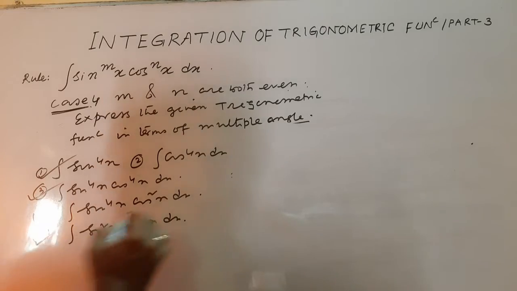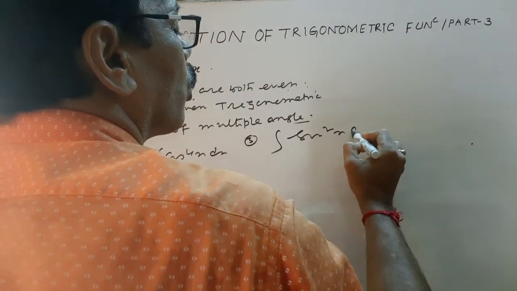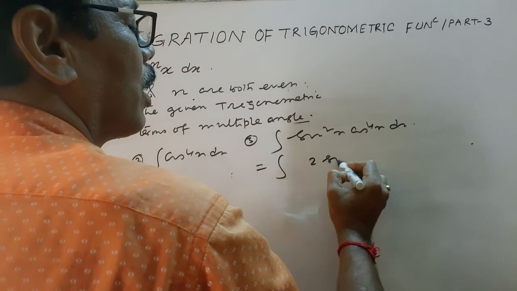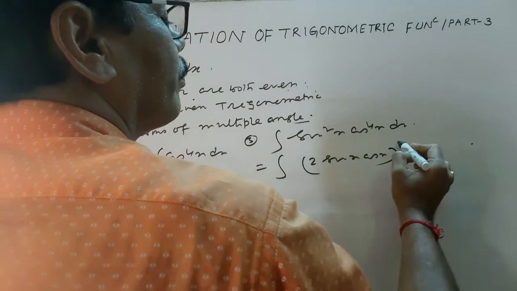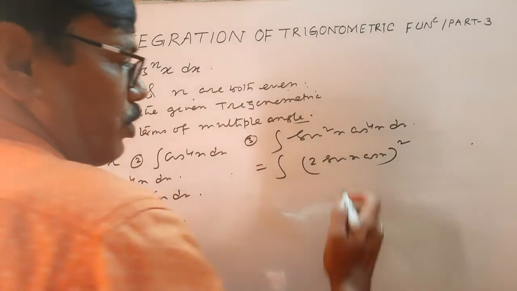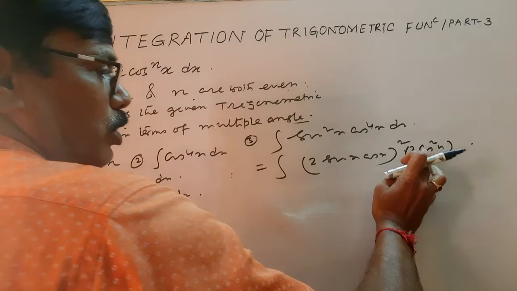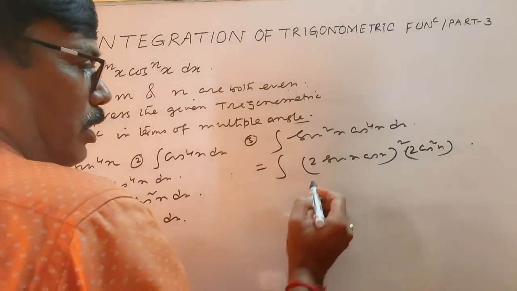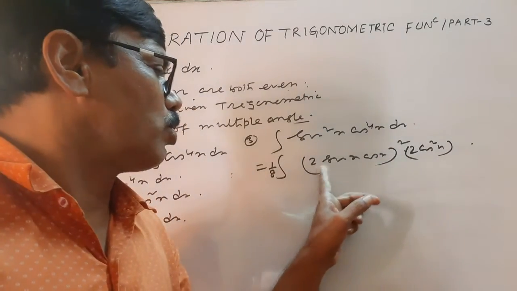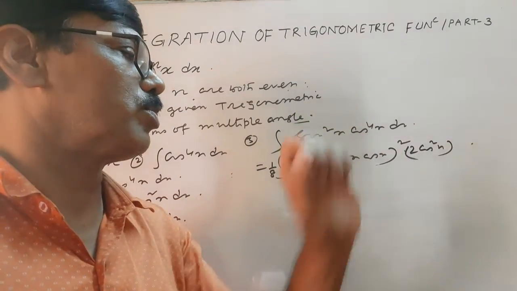Next look, problem number 5. Sin square x cos to the power 4x dx. So 2 sin x cos x whole square. So sin square x is balanced, cos square x is balanced. So 1 cos square x. So we can write 2 cos square x because we know the formula of 2 cos square x. So it is balanced by 1 by 8. Look at 2 sin x cos x. So sin square x, this is cos square x, this is cos to the power 4.